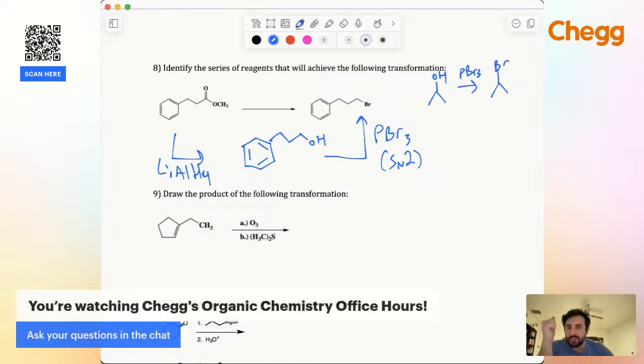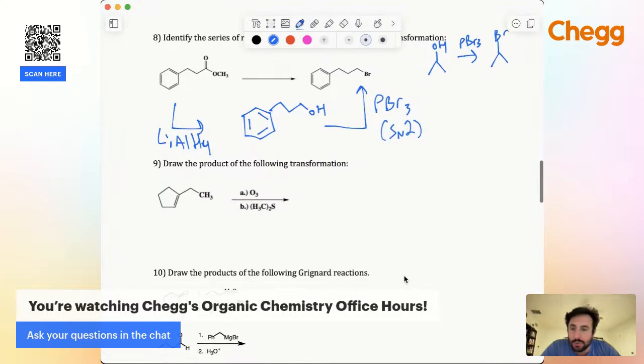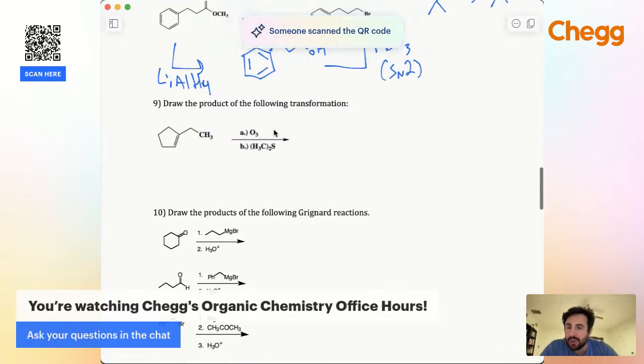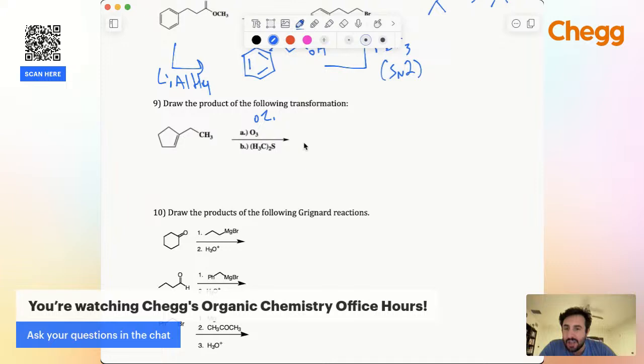Okay, so let's go on to number 9 here. Here's another ozonolysis. O3 tips us off that this is going to be ozonolysis, and this is reductive workup. The dimethyl sulfide is a classic reagent for reductive workup. And so what is ozonolysis going to do? It's going to cleave that pi bond.